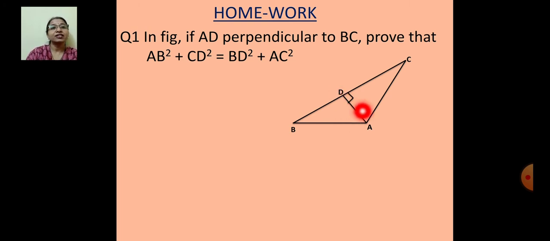How? AD square is equal to AB square minus BD square. And in the other triangle, AD square is equal to AC square minus DC square. So as one side is the same, you can equate the other side and shift the negative terms on the other side. You will get the required expression. So you try this sum.